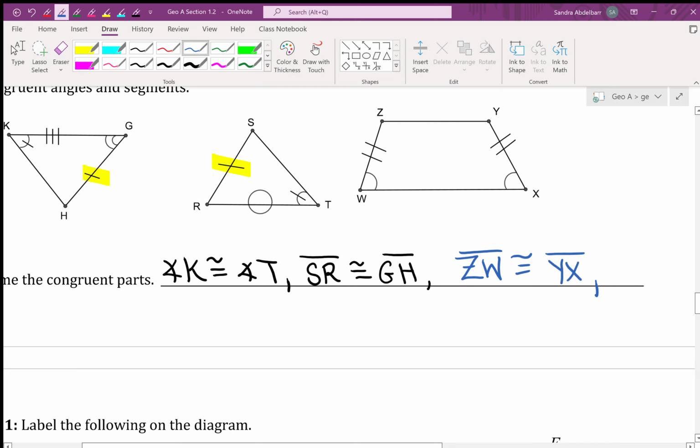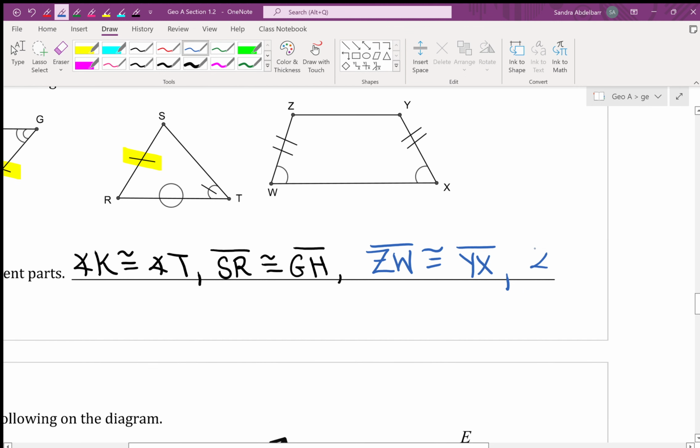Anybody see any angles that are congruent based on the tick marks? Cameron. Angle W, angle X. You got it. Angle W is congruent to angle X.